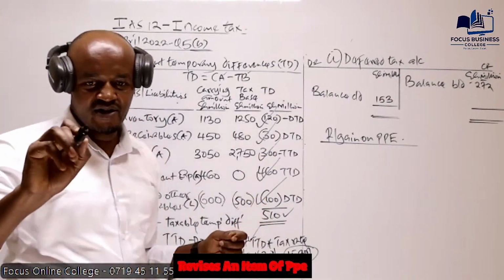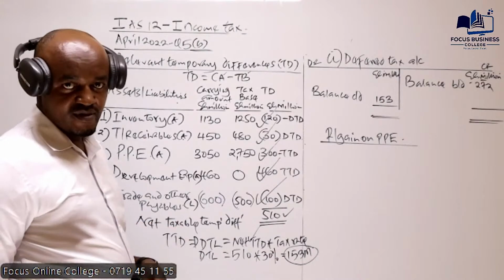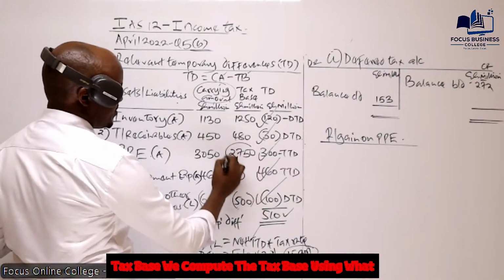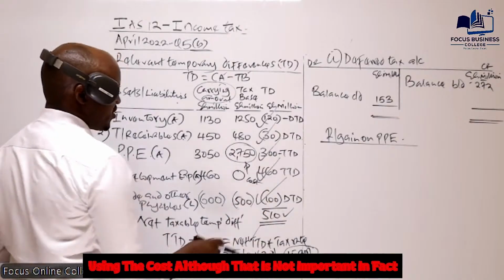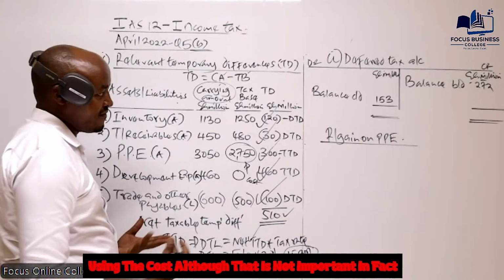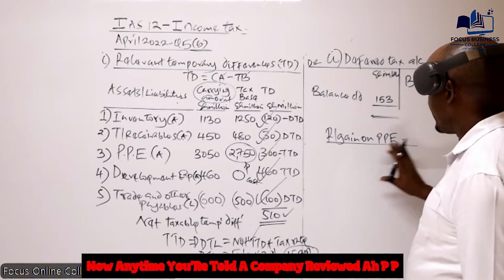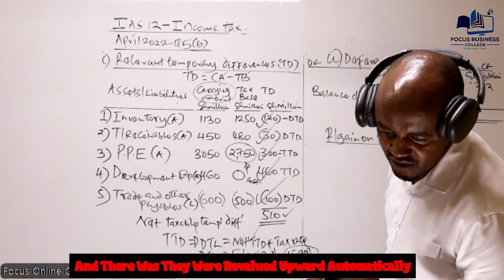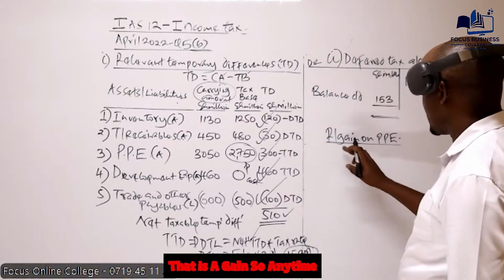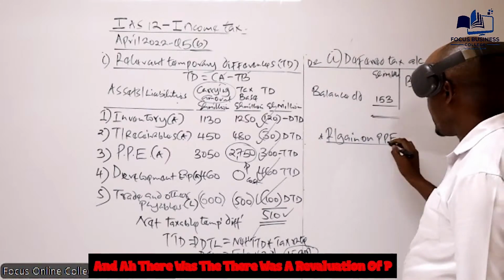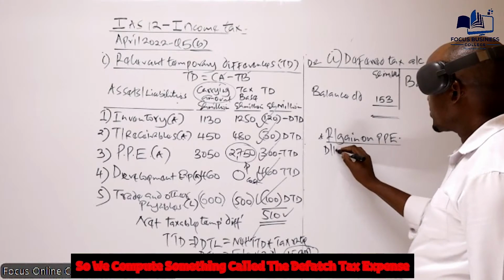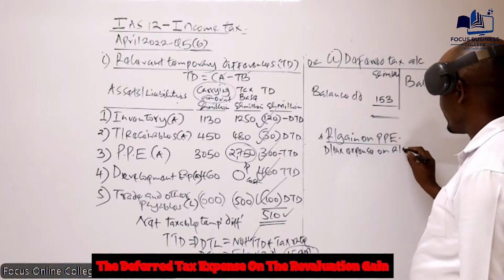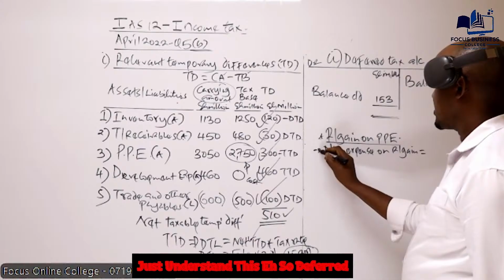Now, anytime the company revalues an item of PPE, that basically affects the carrying amount, because whenever you're computing the tax base, we compute it using the cost, although that is not important. Anytime you're told a company revalued PPE upward, automatically that is a gain. So anytime there was a revaluation of PPE and a revaluation gain, we compute something called the deferred tax expense on the revaluation gain.